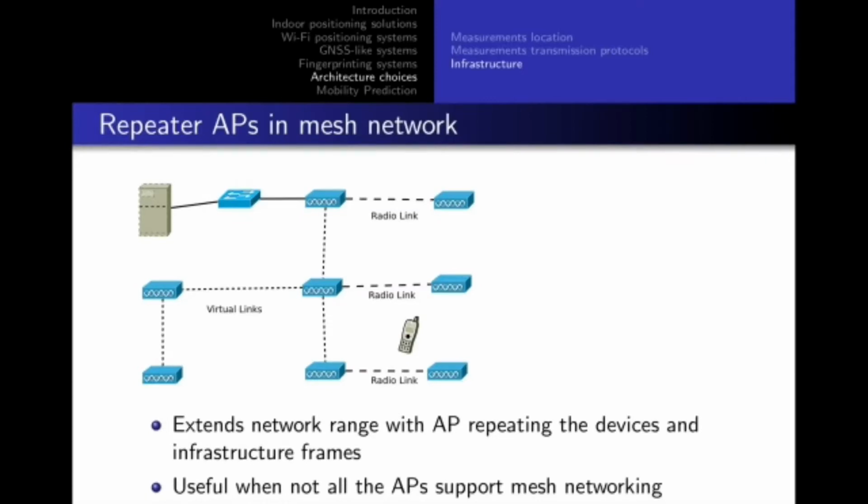Then we could use a combination of mesh network and repeaters. So we have the core wired network. We have the mesh network with its spanning tree of virtual links. And for the last hop in the network, you can put a simple repeater radio link to increase the coverage of the network. It's useful especially when not all the access points will support mesh networking, because repeater mode is something that every access point is capable of.